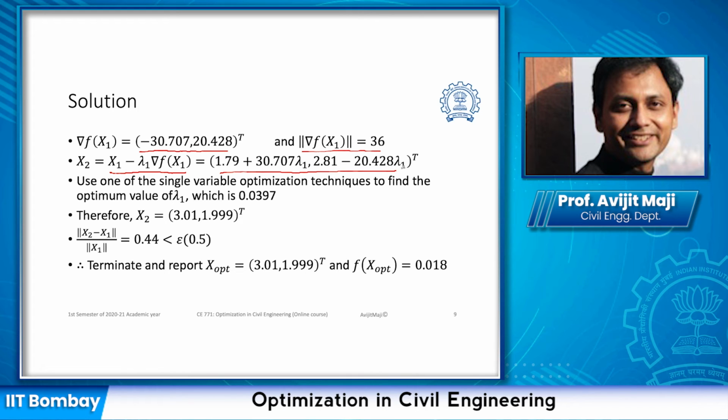As we replace this particular point in our objective function and try to optimize the lambda 1 value, we can get the lambda 1 value as 0.0397. So our x2 point is going to be 3.01 and 1.999. At this point, if we compare with the previous point, we'll see that the relative movement of the point is actually 0.44, which is less than the precision which we have set.